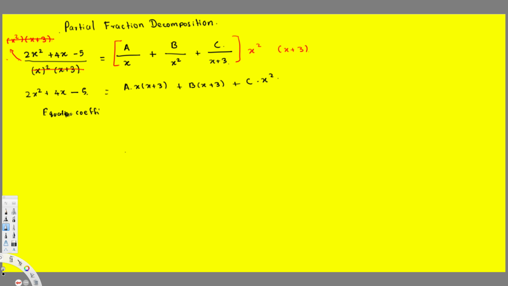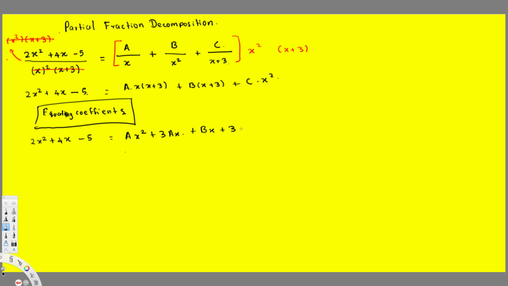Equating coefficients, right? That's what we are going to do. To do that, first of all, I have to multiply and simplify this one a little bit more. So this is 2x squared plus 4x minus 5, and that's going to be equal to ax squared plus 3ax, and then bx plus 3b. Then we are going to have cx squared.